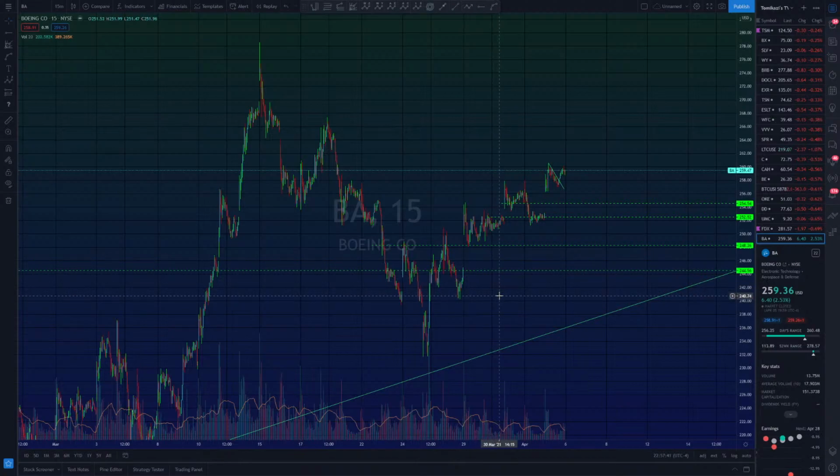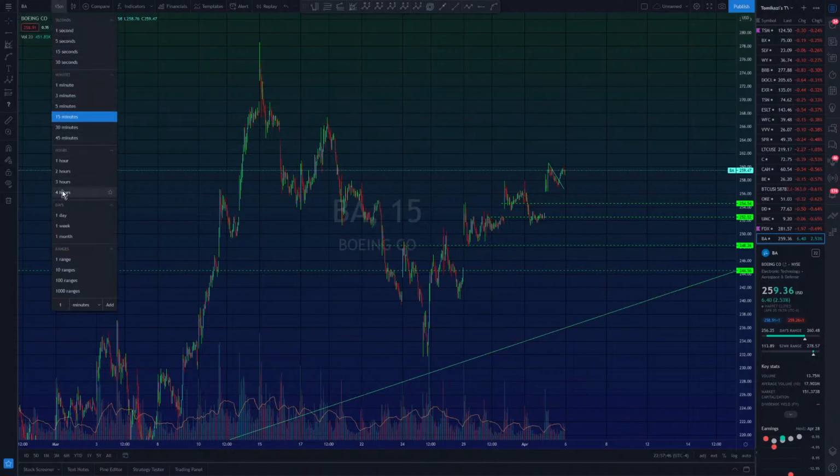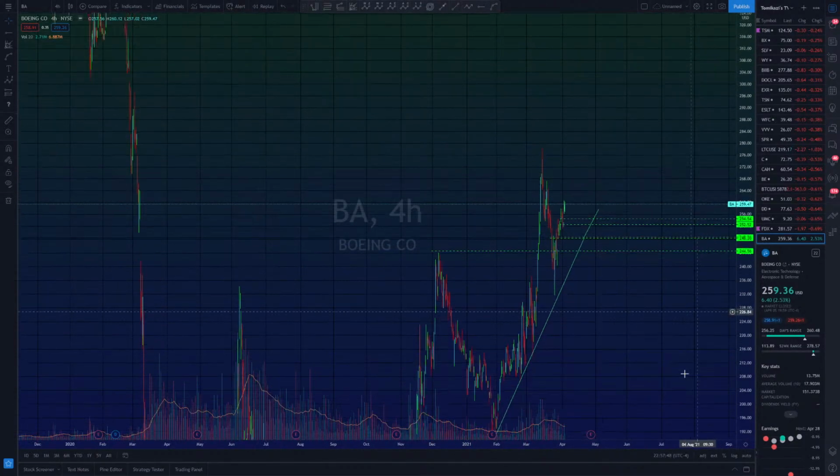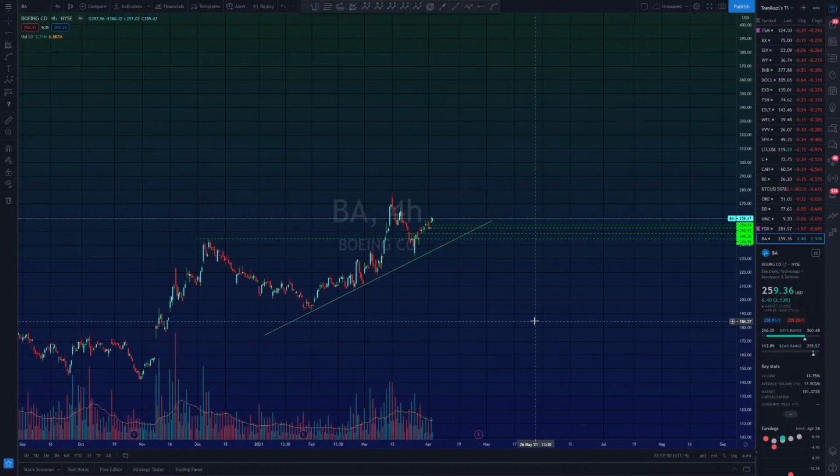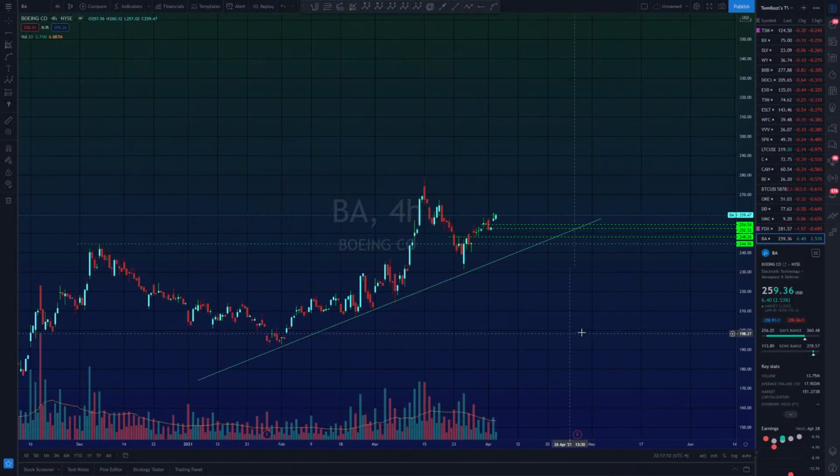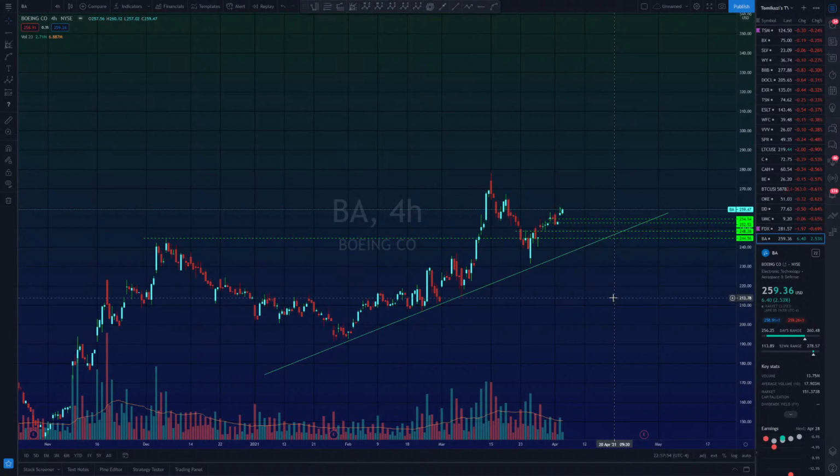Short term I'll use 15 minute, long term I'll use 4 hours. So 1 to 4 hours depending on how big a move I'm looking to make or how long the trade is. The larger the time frame, the longer the trade you should be able to make.